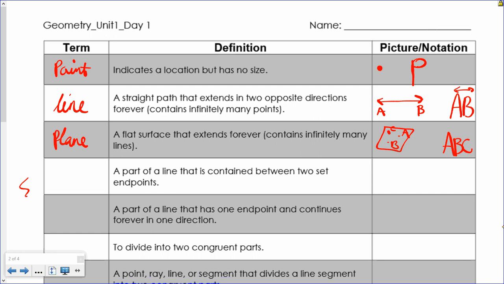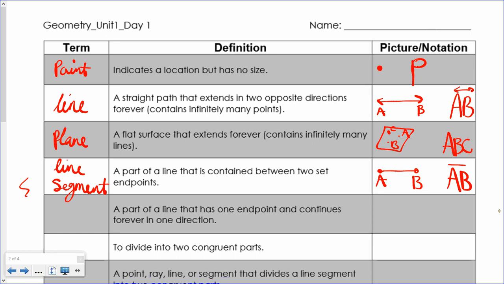All right, a part of a line that is contained between 2 set endpoints. A line segment, or just segment. You don't have to include the line part. It's kind of understood that it's a segment of a line. So for a line segment, you have your 2 endpoints like this, A and B. How do you think the notation would be different for my line segment as opposed to a line? You don't have arrows. So this is still AB, but to indicate that it's a segment, you just use a flat line without arrows.